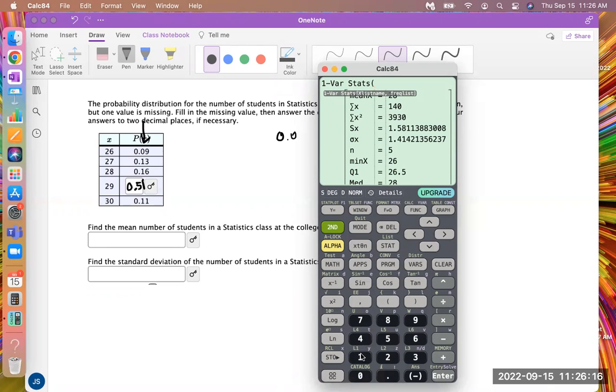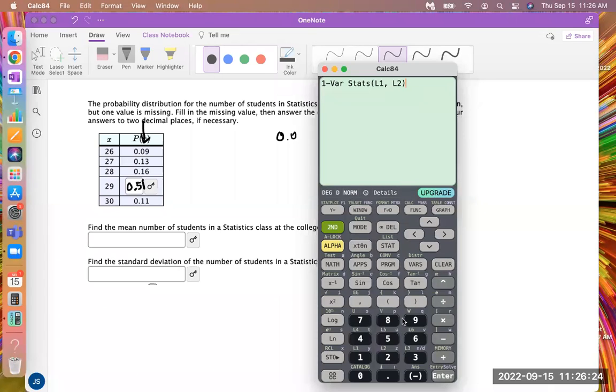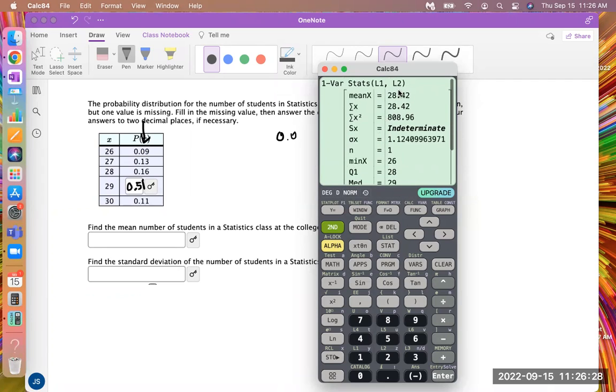So I go second 1 to input L1, and I also want it to use L2 as well. So second 2, then I close parentheses and press enter. If you don't put L2 in here, it's not going to give you the right answers. You input your X values into L1 and your probabilities into L2, so when you calculate 1-Var Stats, you have to put L1 and L2 there. Otherwise it's just going to be doing things on the data from L1 only.